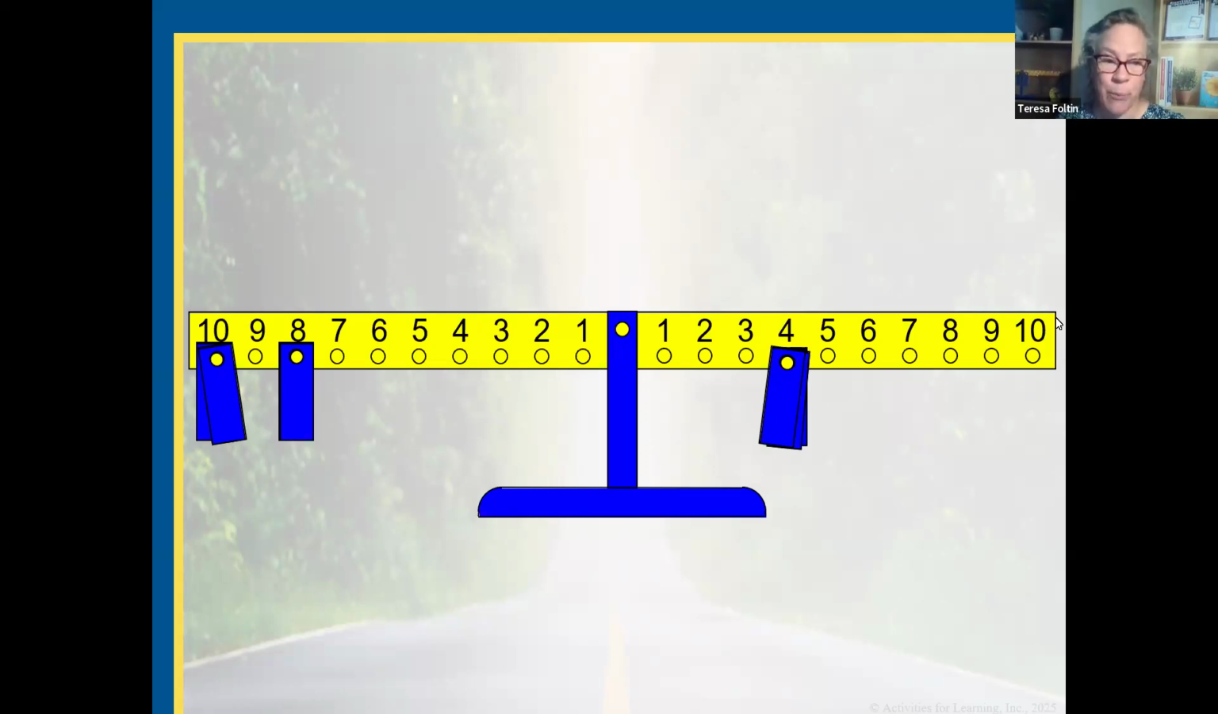In this second example, I still have 28 on the left, but now I'm trying to figure out how many weights need to go on the 4 in order to make it balance. And sure enough, you need 7.